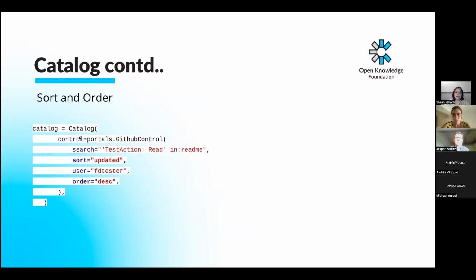And similarly, to create catalog, we can also pass the sort and order as a parameter. We can pass it as a qualifier as well, or as a parameter, and then read the packages in a different order, and only those packages that we want.